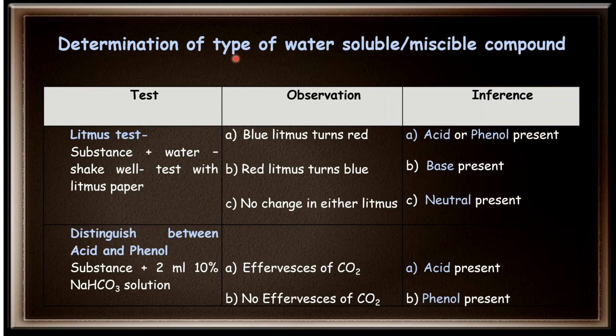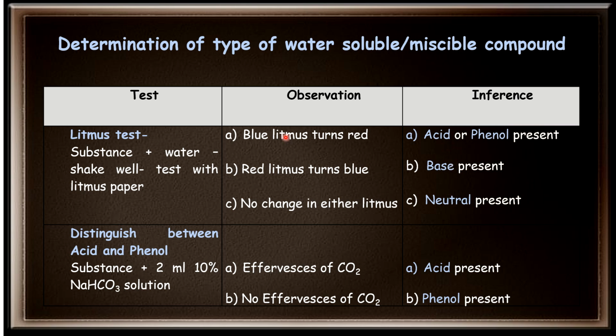Determination of a water soluble or miscible compound. If the compound is water soluble, then its type is determined by the following test. The test is the litmus test. Substance plus water, shake well, the solution is prepared, and that solution is tested with litmus paper. If blue litmus turns red, then the type of the compound may be acid or phenol. If red litmus turns blue, the type of the compound is base. And if there is no change in either blue or red litmus, then the type of the compound is neutral.